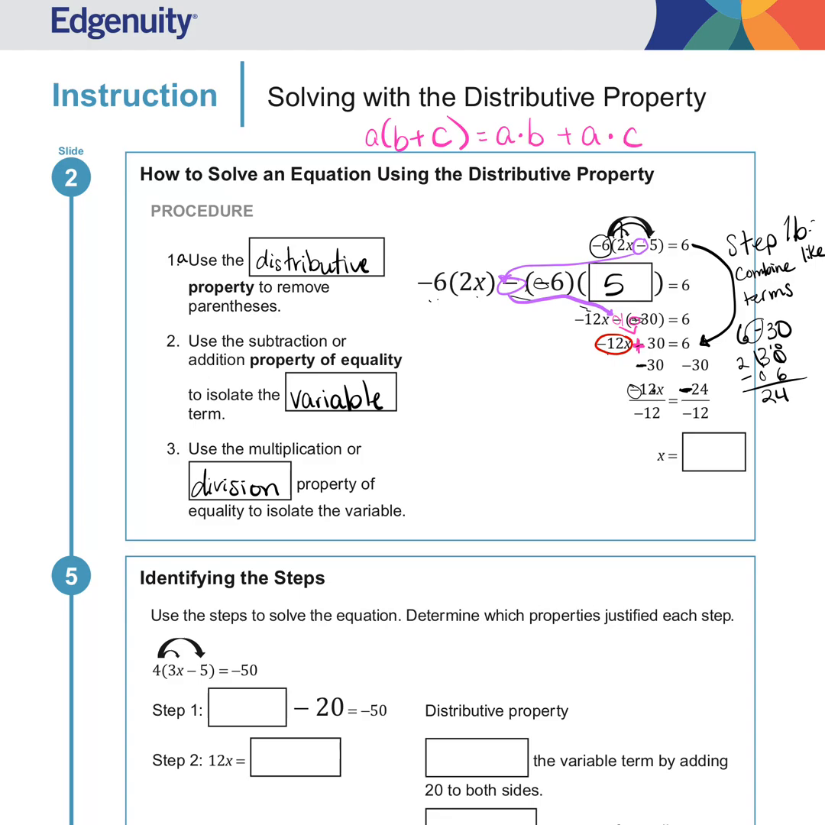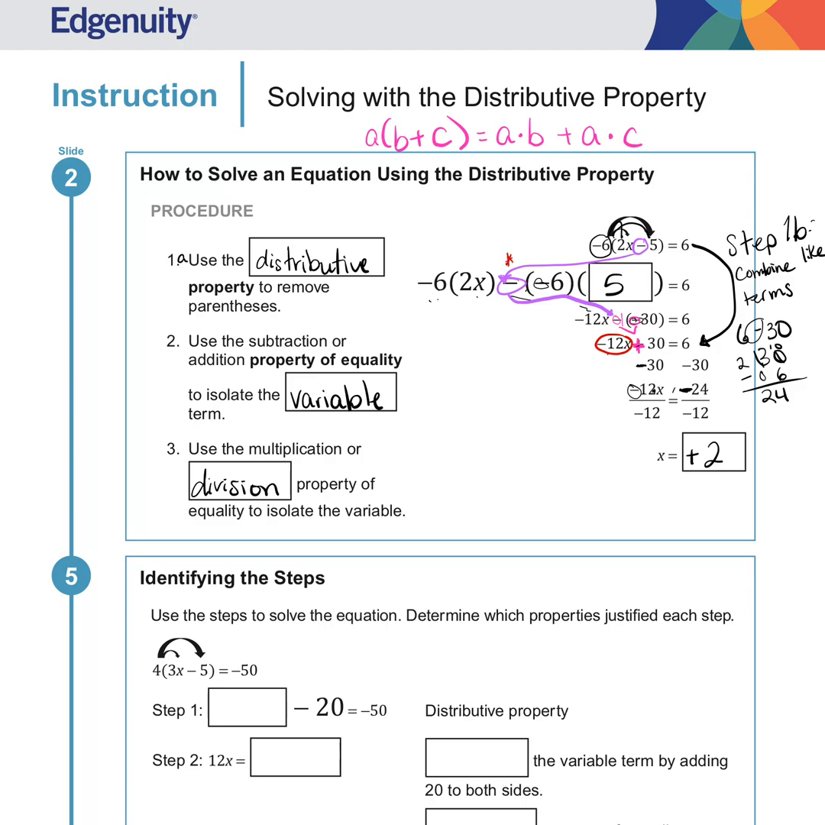So now I'm going to do the division here. I have a negative divided by a negative. 2 negatives will give me a positive. And then 24 divided by 12 is just 2. Okay? So that's it.